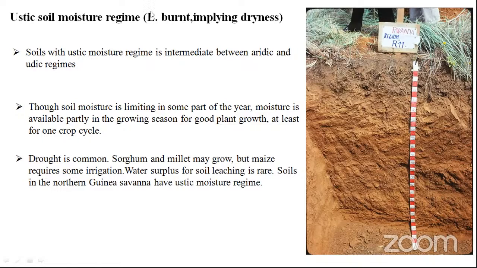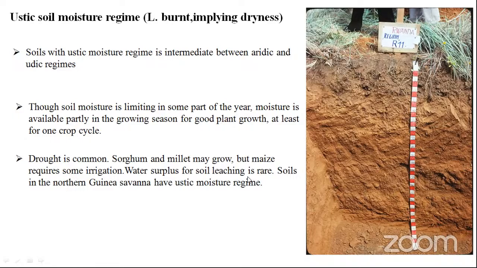This type of soil moisture is prevalent in southern coastal Andhra, especially in Prakasam district. You can see this type of situation. We can grow one crop, one season. Mostly what type of crops can we grow in this type of very light moisture condition, this ustic moisture situation? We can grow sorghum, millets, as I said previously. And maize requires some irrigation. If you want to grow maize, we can grow it if there is any irrigation supply.